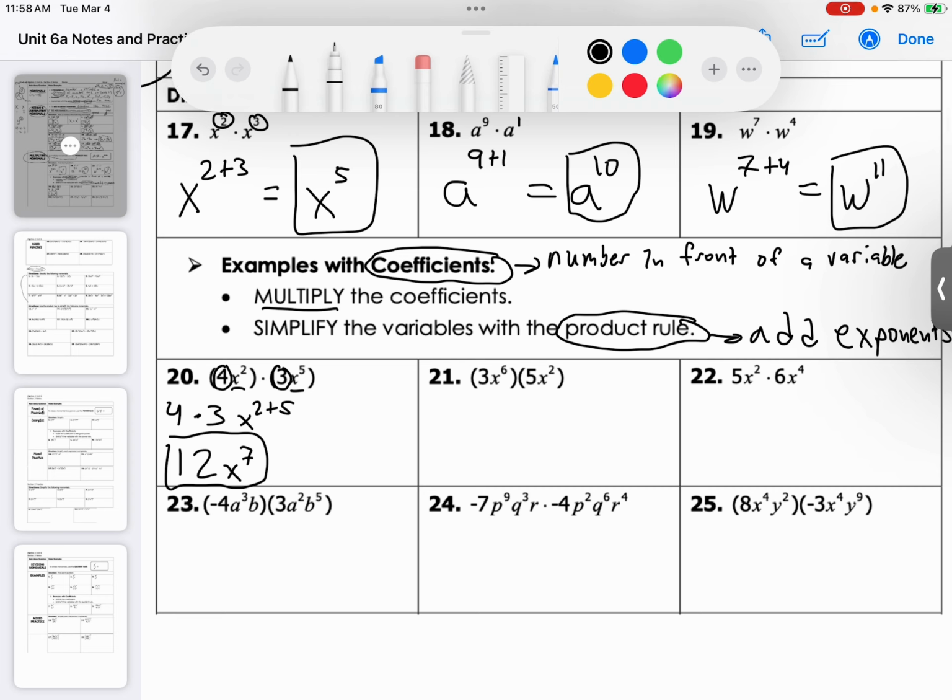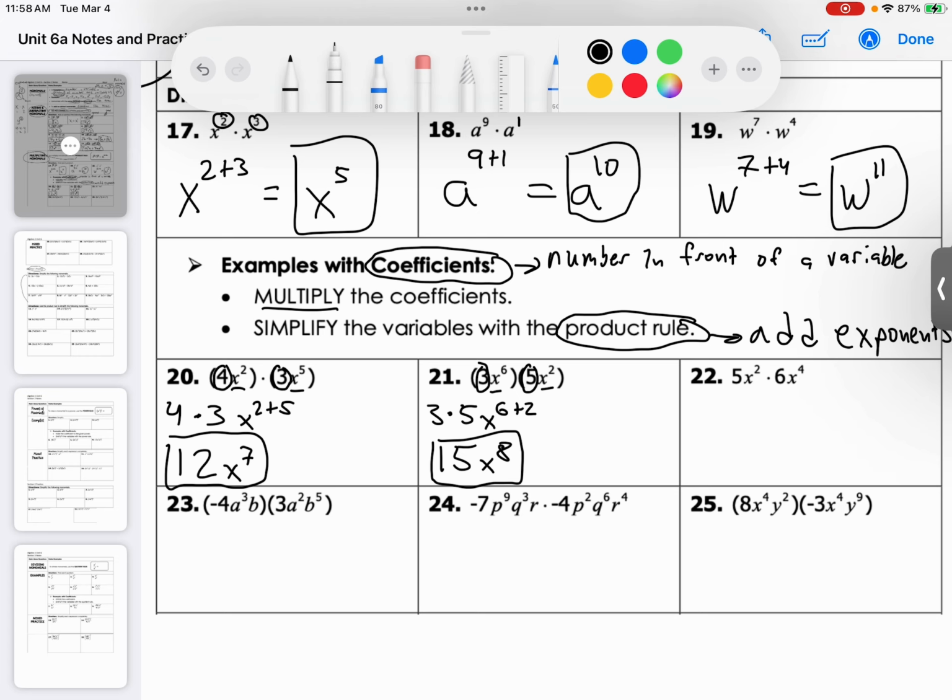Okay. Then number 21, same thing. We're going to multiply the numbers in front first. So 3 times 5 is what we do first. Then for the variables, we add those exponents. So we'd have x to the power of 6 plus 2. 3 times 5 is 15. x to the power of 6 plus 2 is 8. So this would give me 15x to the power of 8.